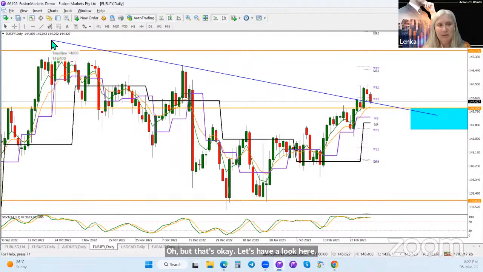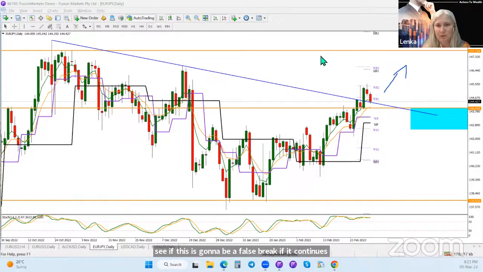On the daily, the last trend line is here. We have gone above. So again, I'm looking at this to see if this is going to be a false break. If it continues going in the same direction, then no problem. I'm not interested, that's not my trade setup.